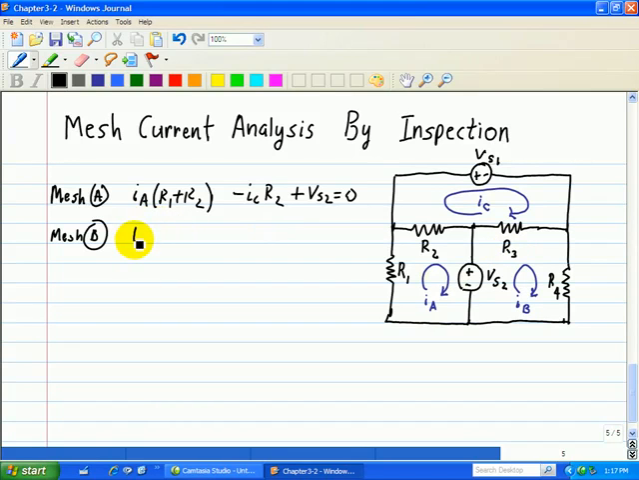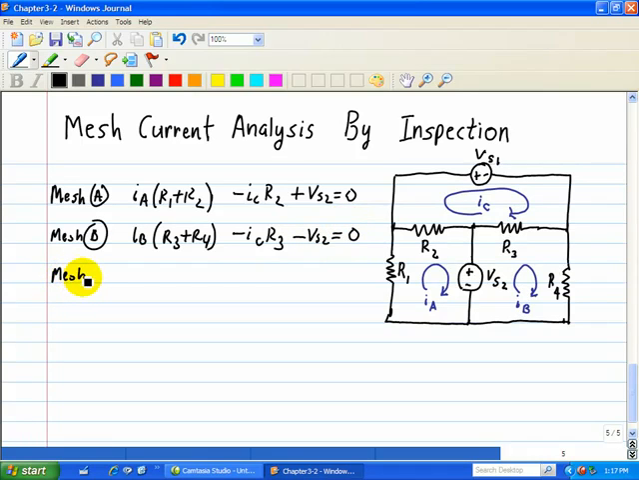IB times R3 plus R4, but we also have a minus IC R3, and then this is a minus VS2, which is equal to 0. So that's for mesh B.